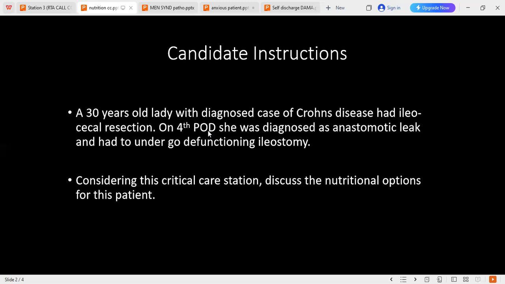Hypoalbuminemia, increased nitrogen balance, mid-arm circumference and skin fold thickness. Yes. And what is the daily nitrogen requirement for a healthy person? It's around 0.15 to 0.2 gram per kg. Okay. Right.